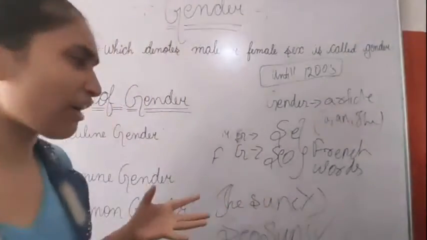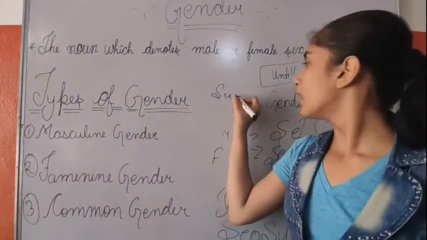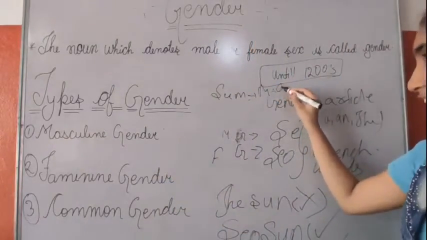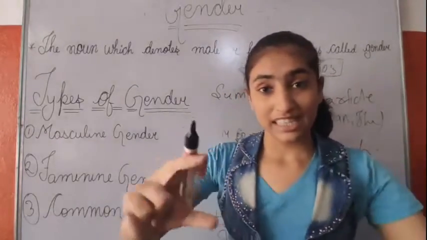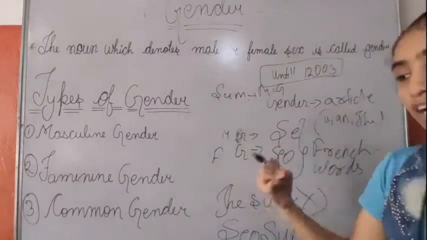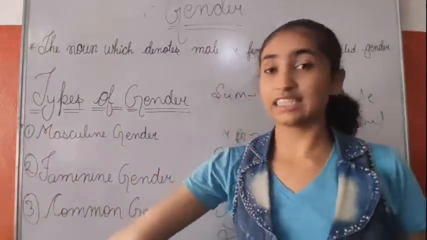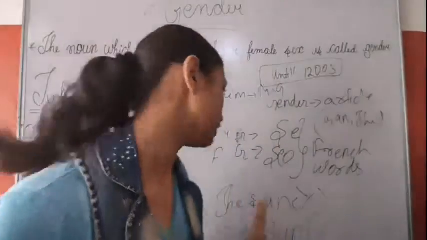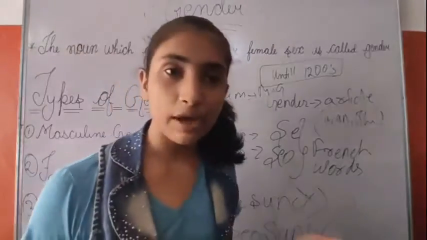They used sun as a feminine gender, but in the 21st century we use sun as a masculine gender. For example, the sun spreads his rays to the whole earth. Here you can clearly identify that the sun spreads his rays. His is used for a boy, so here sun is a masculine gender. But in the old usage, with seo, they identified the sun as a feminine gender.